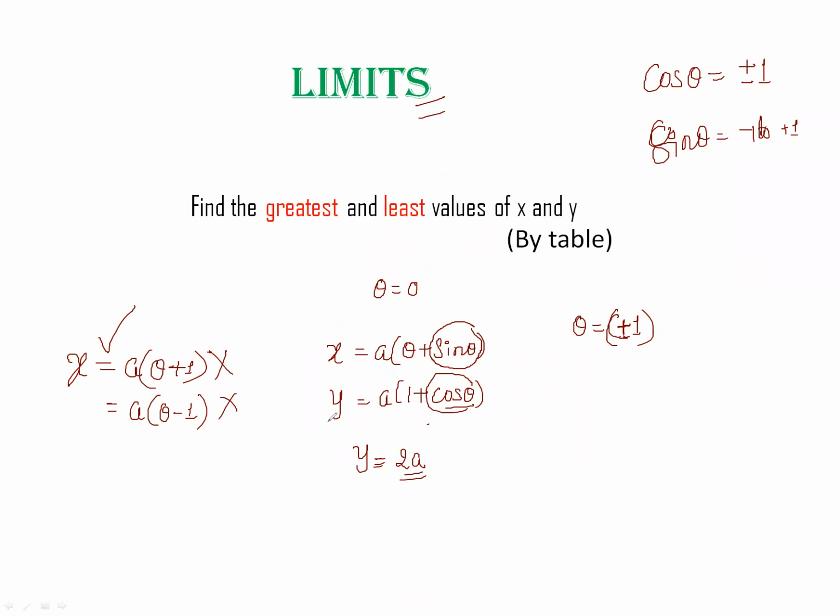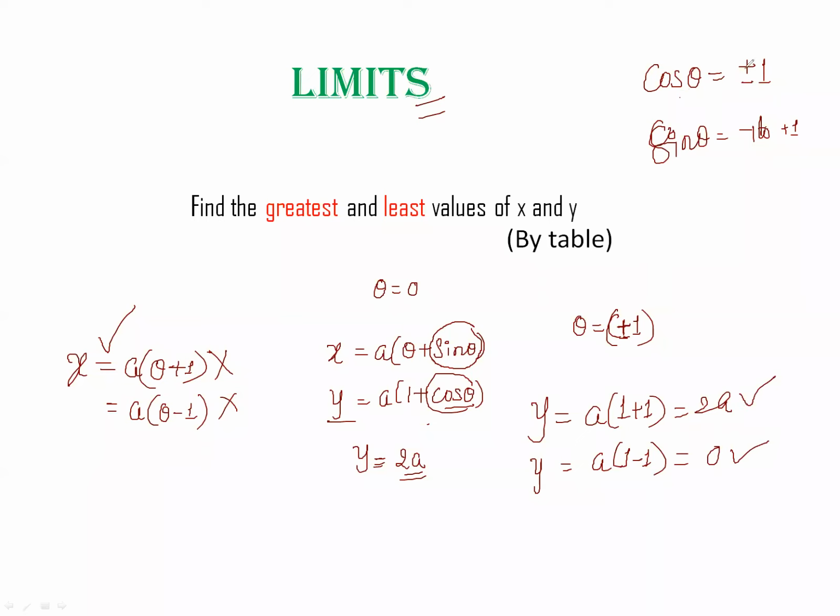But if we are keeping cos theta equal to +1 and -1, look at this, y is equal to a into 1 plus 1, it gives 2a, and y is equal to a into 1 minus 1, it gives 0. Means the lowest limit is 0 and the highest limit is 2a. So here we can find out the limits of the given equation of curve in parametric form.